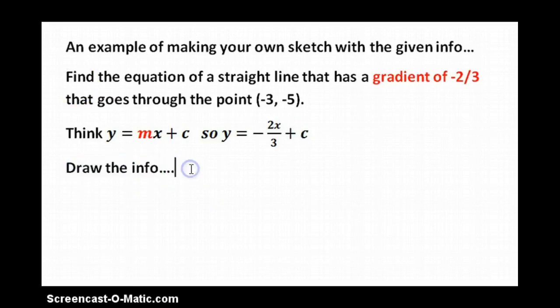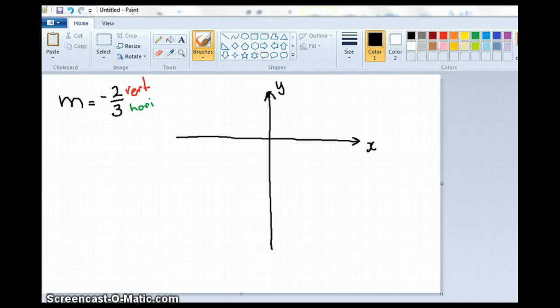Now we want to draw this information, which I'll do on my computer. Bear with me because this is a bit hard. Okay, I've already drawn the graph a bit here, and I've shown the gradient, and remember what it means. Oh, come on, there we go. The 2 is the vertical distance, and the 3 is the horizontal distance, and the gradient's negative, so it's going to go down. Now I need to put my point in, which is x equals -3, and y equals -5.